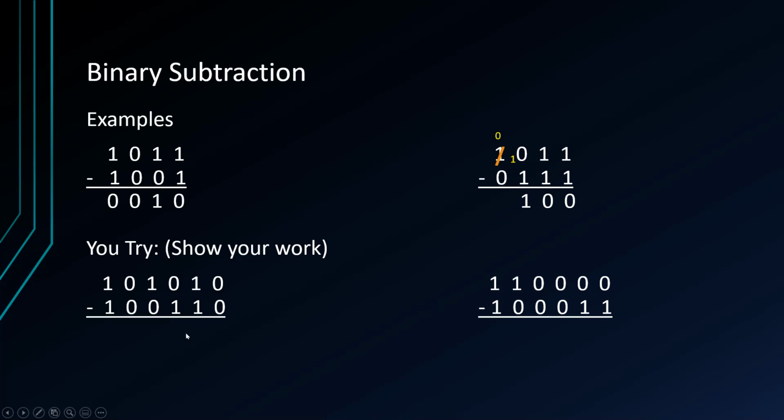All right, it's your turn. Don't forget to show your work. When I'm marking these things, I'm going to be looking for these borrows and the carries. You need to show me that. Otherwise, as far as I know, you just typed it into a calculator and you didn't actually do the work. So you need to show me that you actually understand the process here.